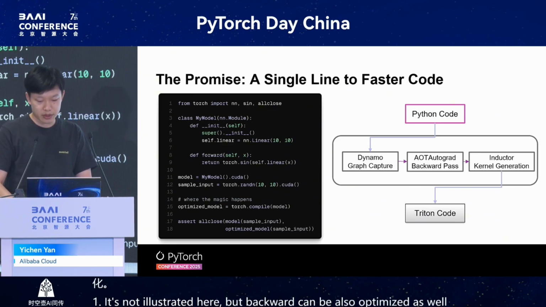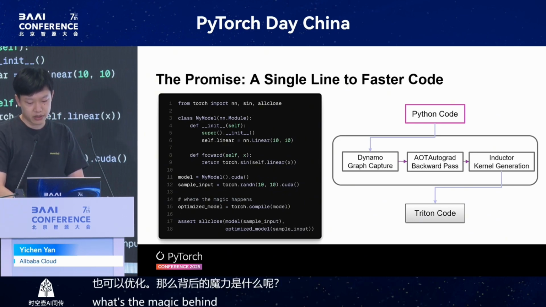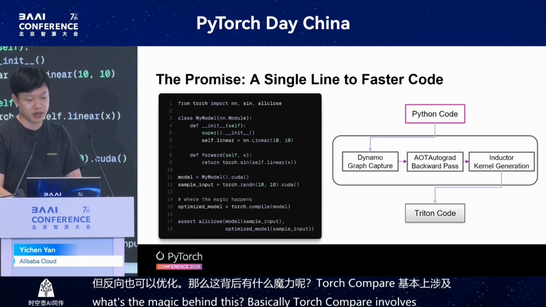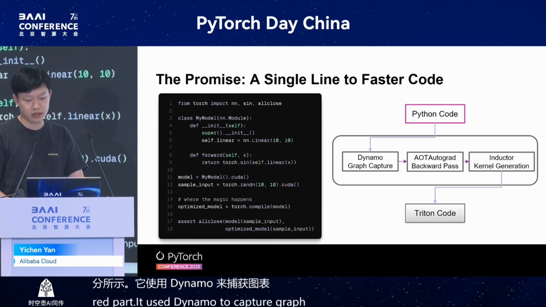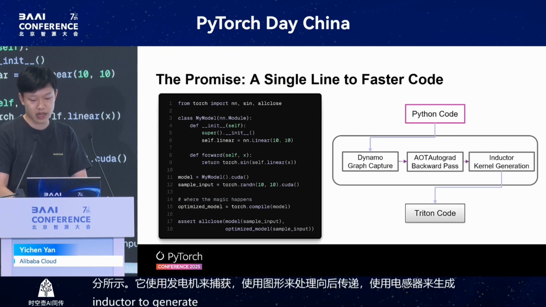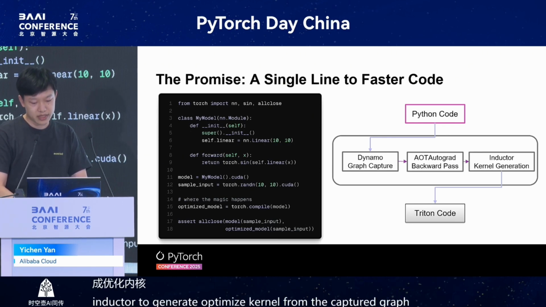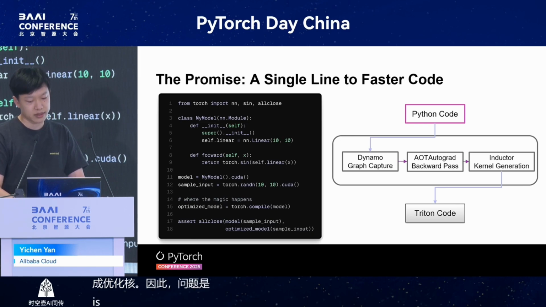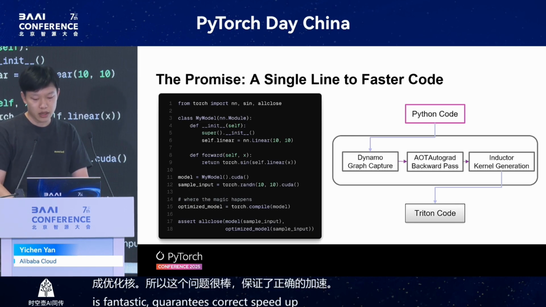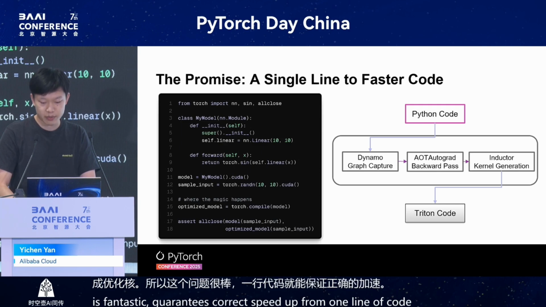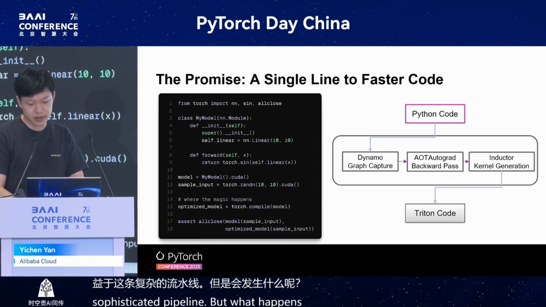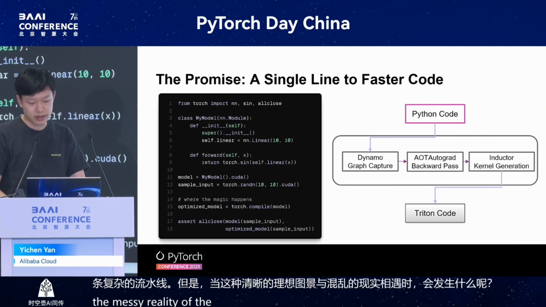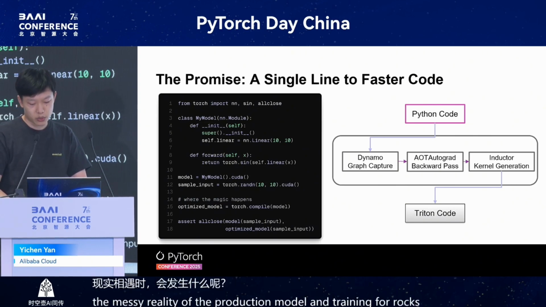So what's the magic behind this? Basically, torch compile involves three components, as in the red part. It uses Dynamo to capture the graph, AOT Autograd to handle backward passes, and Inductor to generate optimized kernels from the captured graph. So the promise is fantastic: a guaranteed correct speedup from one line of code, all thanks to this sophisticated pipeline. But what happens when this clean ideal picture meets the messy reality of production models and training frameworks? That's where our real work began.